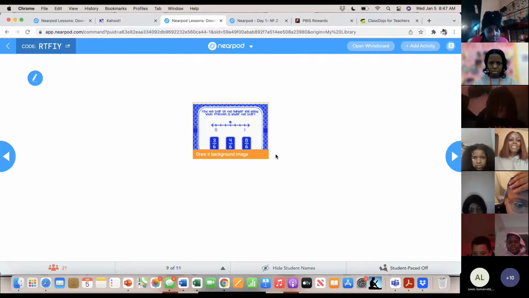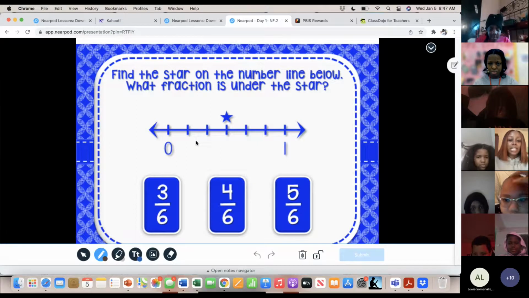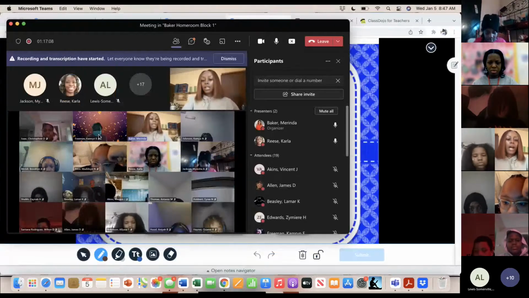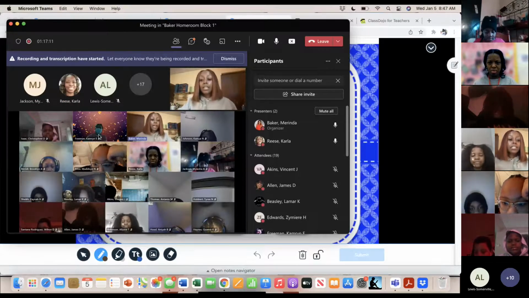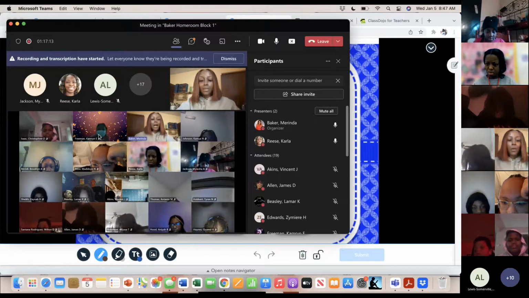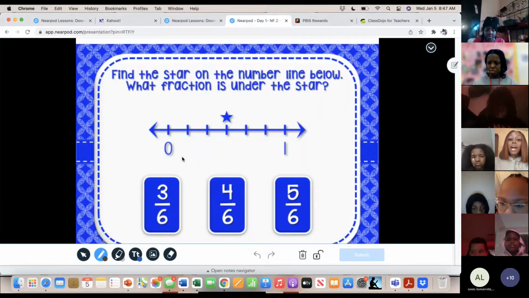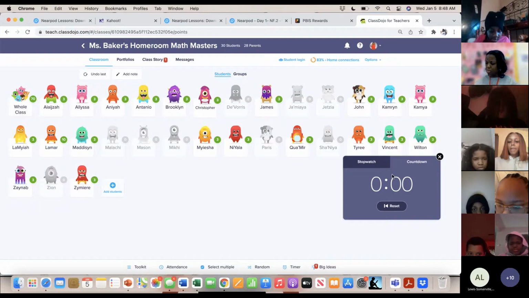Okay, y'all remember something. Now, this is where it gets tricky, because if you do not get it right the first time, it's okay. Once again, this is Miss Baker just trying to see what you guys know and what you remember about fractions. So sometimes you can represent fractions on a number line. So find the star on the number line. What fraction is under the star? So you're going to just get your drawing tool and circle which one you think it is. And I will give you 1 minute.